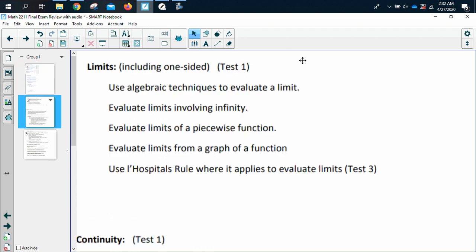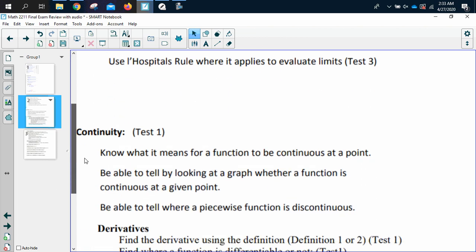Now, what will be on the final are limits, of course, including one-sided and other regular limits. This was from test one, so use algebra techniques to evaluate a limit, evaluate limits involving infinity, evaluate limits of a piecewise function, evaluate limits from a graph of a function, and use L'Hopital's rule where it applies to evaluate limits. That was actually on test three.